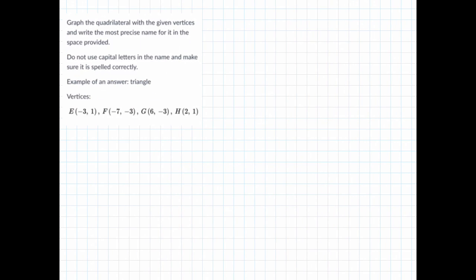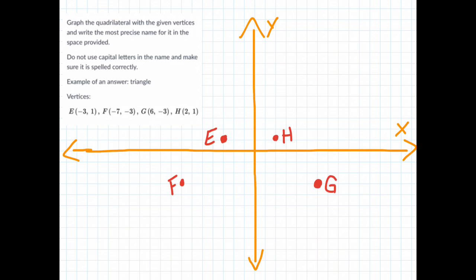All right, this one actually comes from your practice, and it says graph the quadrilateral with the given vertices and write the most precise name for it in the space provided. So let's go ahead and graph these vertices. So here I've graphed all those vertices, and we're going to go ahead and connect these dots to form our quadrilateral. So assuming that what it looks like is what it is, I would definitely say this was a trapezoid, but because this is geometry, we can't make assumptions, so we'll have to do some math to determine the slope of all the lines and then, if possible, the distance for the lines as well.